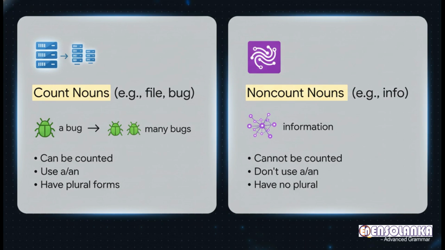One file, two files, a bug, many bugs. But non-count nouns are different. They're concepts or materials that you can't really count as separate items, like information or software. You just can't say you have 3 softwares. It doesn't work that way.